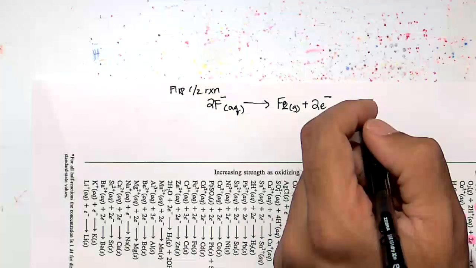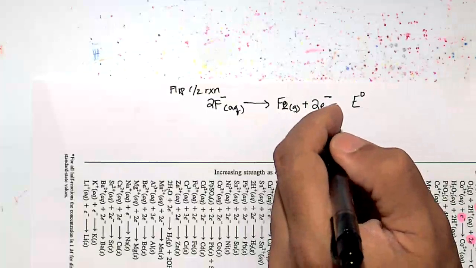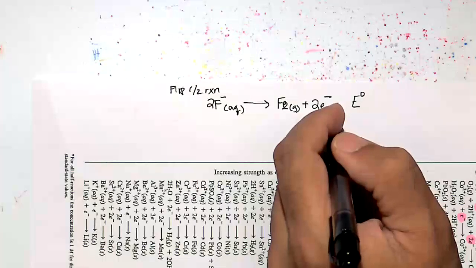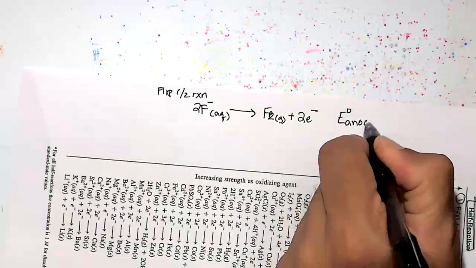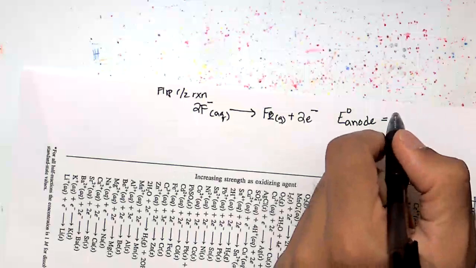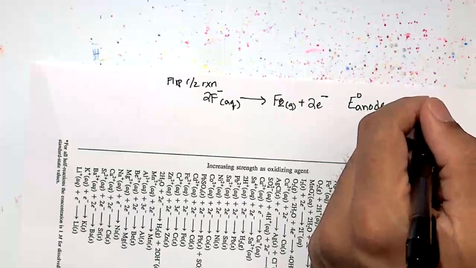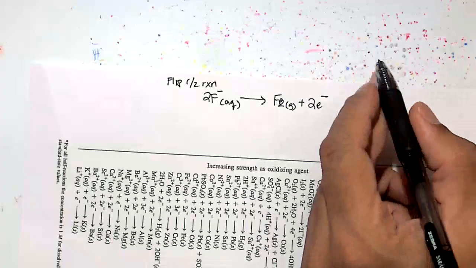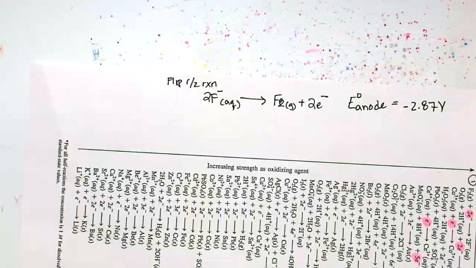When I flip it, what does this become? Is it still E cathode? This time I lost 2 electrons. So is it the cathode still? No. What will this become? This will become the anode. Very good. And I flip it. Is this still going to be positive 2.87 volts? What will it be? Negative? That's a good guess, and it's the right guess. It will be negative 2.87 volts.